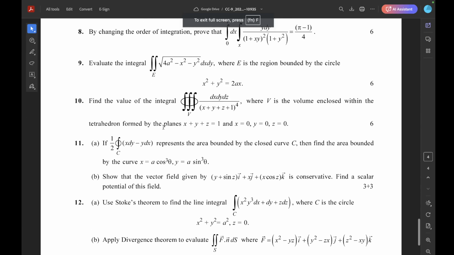Question 10. Find the value of the triple integration over the closed volume V, where this round sign indicates the closed volume V, of dx dy dz divided by x plus y plus z plus 1 whole to the power 4, where V is the volume enclosed within the tetrahedron formed by the plane x plus y plus z equal to 1 and x equal to 0, y equal to 0, z equal to 0.